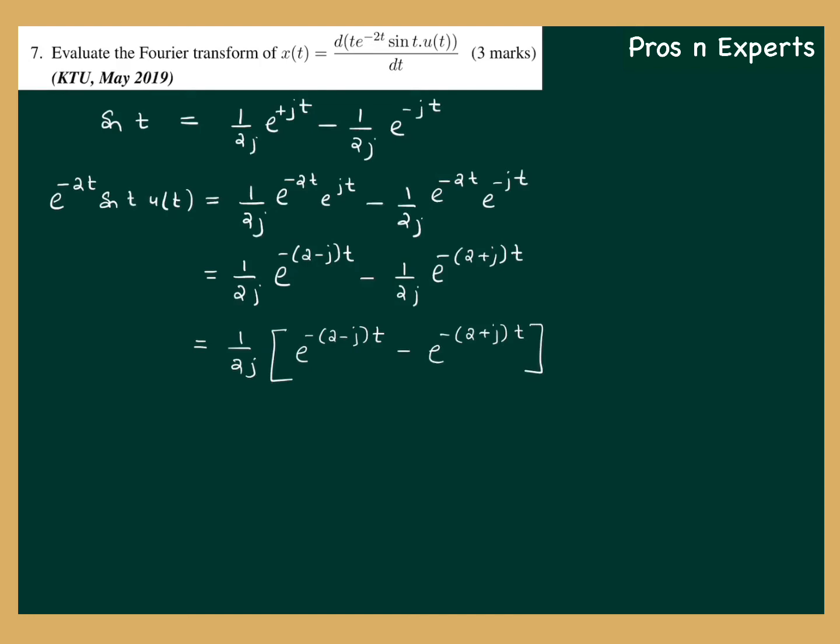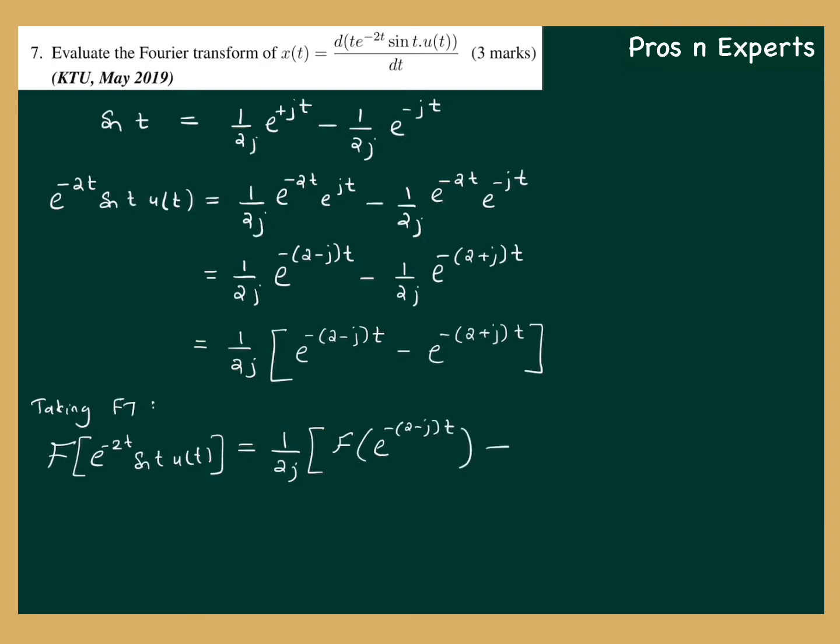Now we start taking the Fourier transform. The Fourier transform of e raised to minus 2t sine t u of t is equal to 1 by 2j, which is a constant, and we can take it outside because of the linearity property. So 1 by 2j into the Fourier transform of e raised to minus of 2 minus j into t, minus the Fourier transform of e raised to minus of 2 plus j into t. I can write the reason as the linearity property.